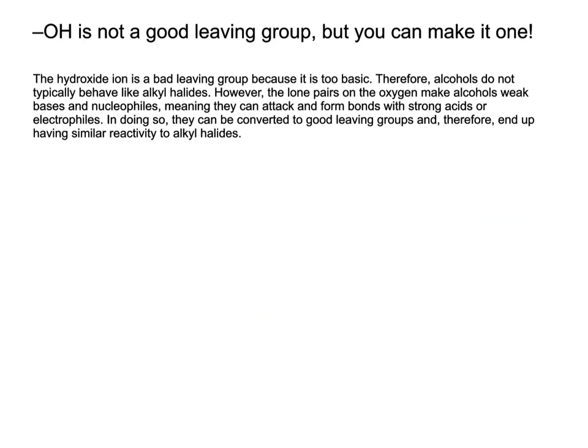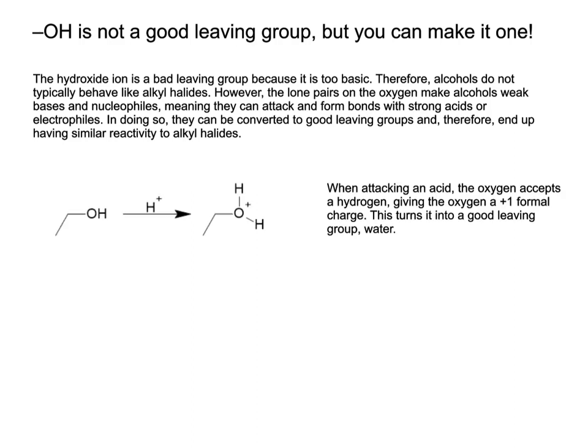As mentioned in the previous slide, the hydroxide ion is a bad leaving group because it's too basic. Therefore, alcohols don't typically behave like alkyl halides unless we can transform that OH into a better leaving group. Luckily, we can do that because the oxygen is nucleophilic and basic because it has those lone pairs. So there are two ways we can turn that OH group into a better leaving group. First, we can attack an acid. And when we attack an acid, the oxygen will accept a hydrogen, giving it a +1 formal charge, and that turns it into water, which is not very basic at all. So now it can be a good leaving group.